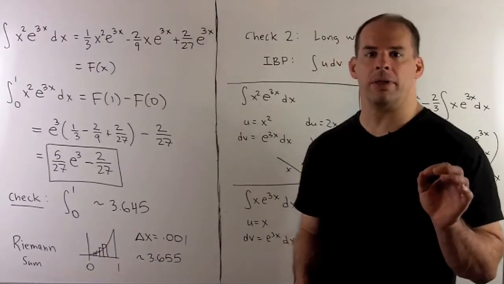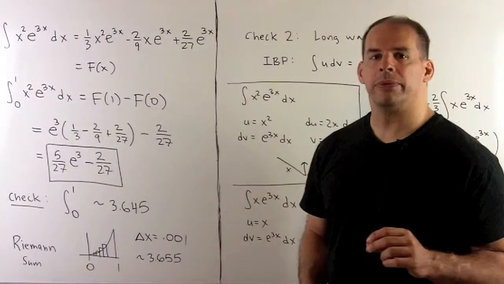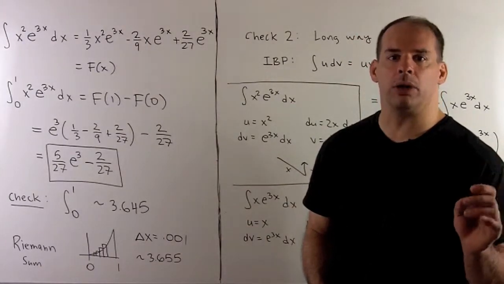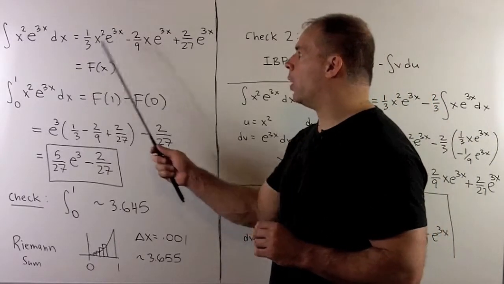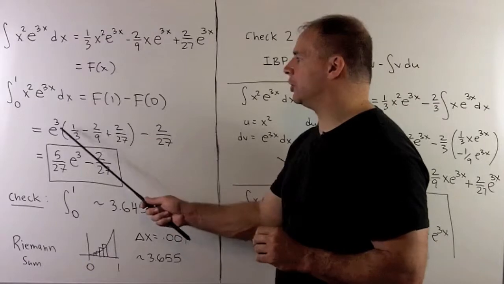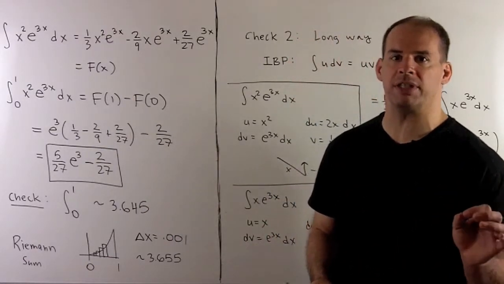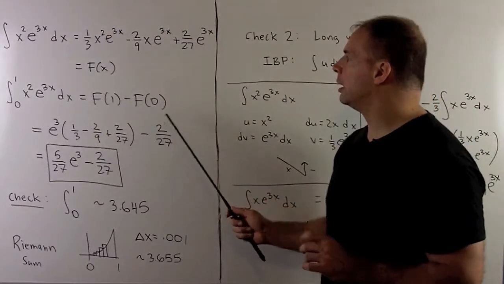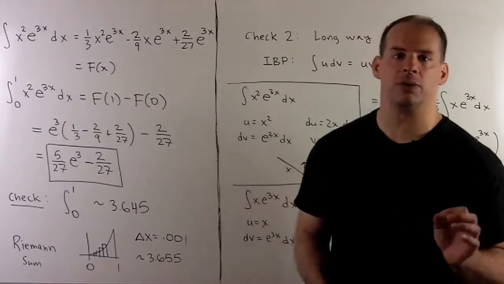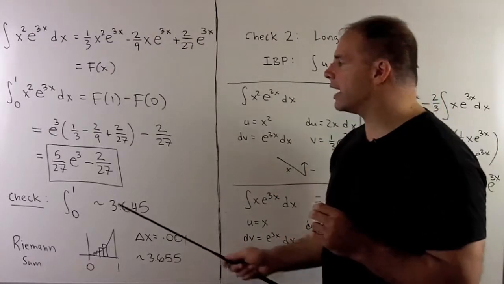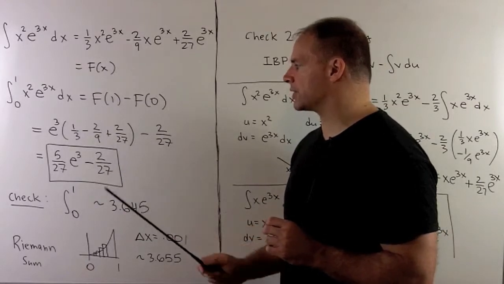We apply the first fundamental theorem of calculus. So we take our antiderivative capital F, evaluate at the upper and lower limits of integration, and take the difference. If we put a 1 in here, I could factor out an e cubed. Then we just have 1/3 minus 2/9 plus 2/27. If we put a 0 in, these terms go to 0, and we're left with 2/27. So our final answer is 5/27 e cubed minus 2/27.